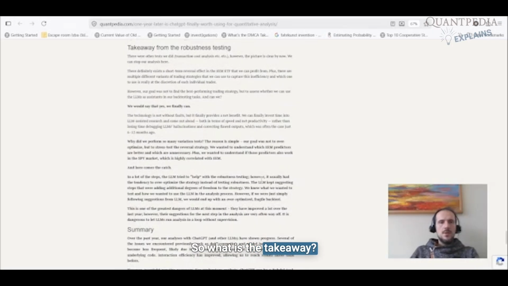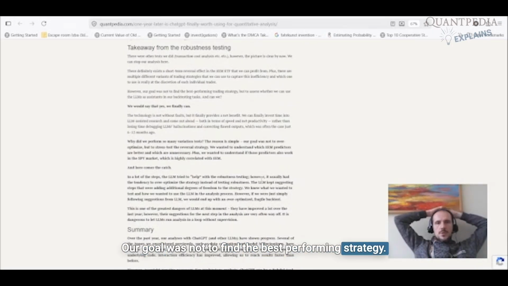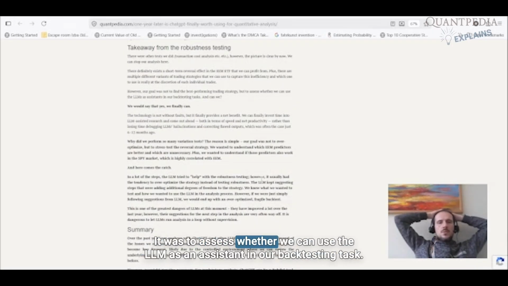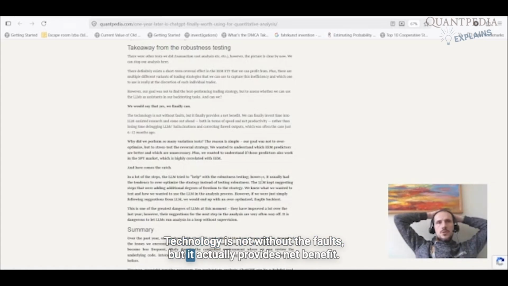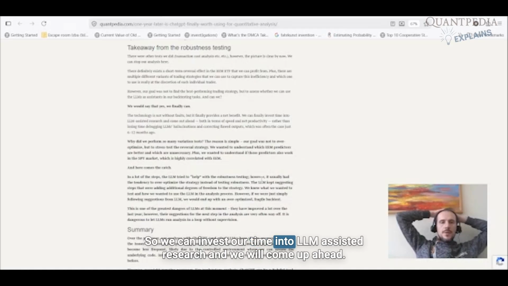So what is the takeaway? Our goal was not to find the best performing strategy. It was to assess whether we can use the LLM as an assistant in our backtesting task. And the question is, can we use it finally? And we would say yes. So we finally can use the LLMs as a quant analyst, junior quant analyst. Technology is not without faults, but it actually provides a net benefit. So we can invest our time into LLM assisted research and we will come out ahead.